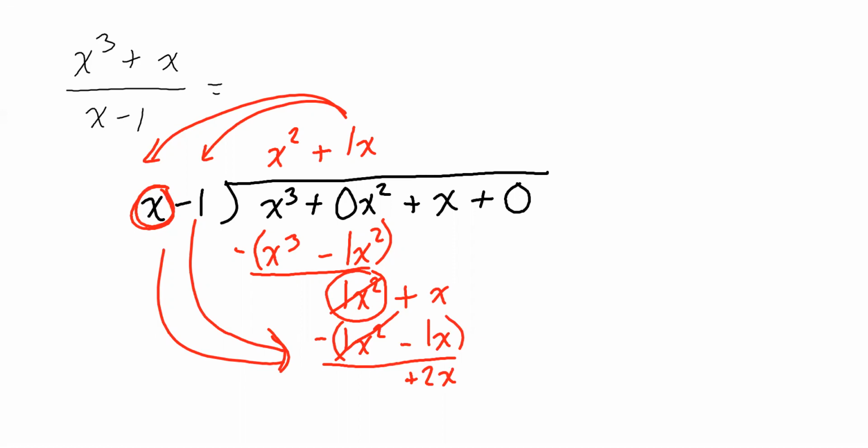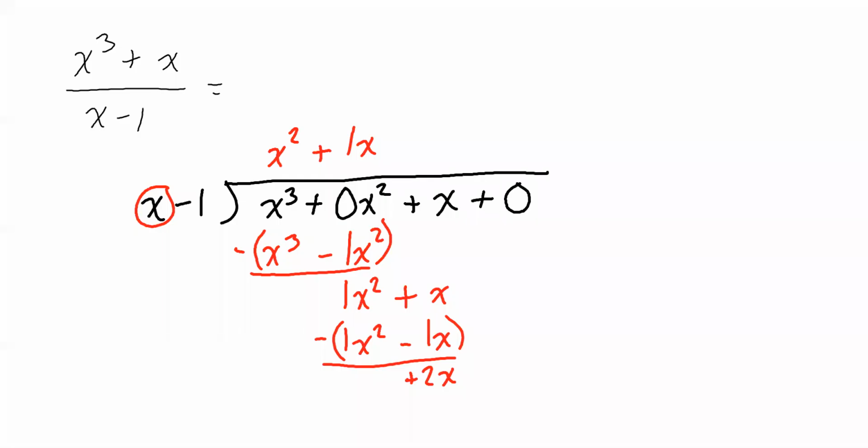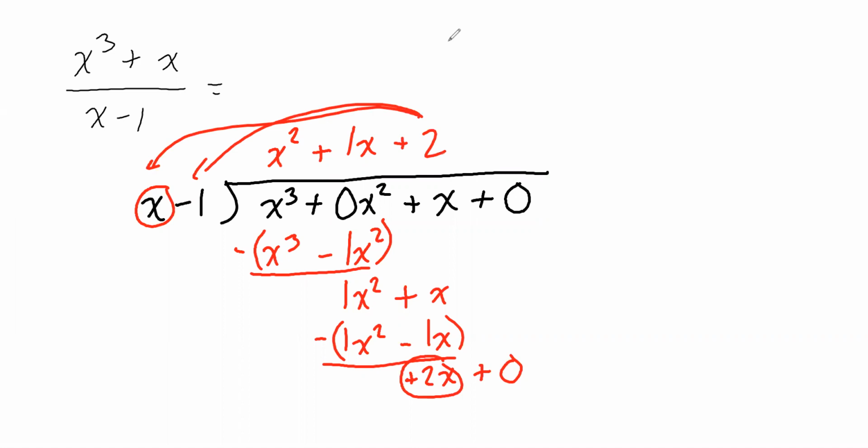All right, let's clean this up and do the next move. Actually, our next move is to bring down the next term. So we'll bring down the plus 0. Then do the division moves one more time. How many times does x go into positive 2x? Positive 2. And by the way, these arrows that I'm drawing are for instructional purposes only. It's not necessary to draw them. Just showing you the flow of long division here.